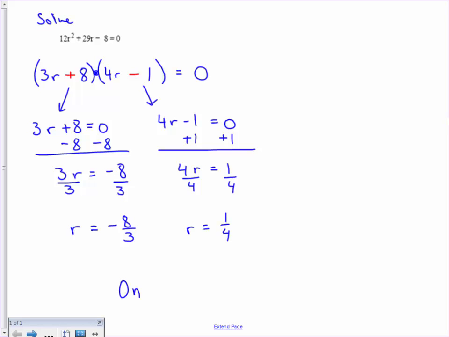For the online homework, the way that I would need to enter my answer, I believe they already have r equals, and then they'll have a box for you. You would need to enter each solution and then separate with a comma.